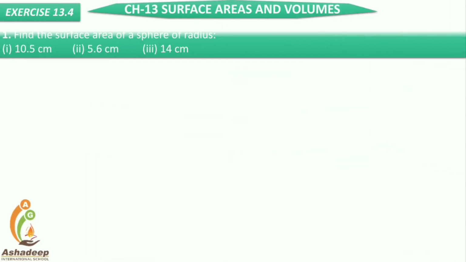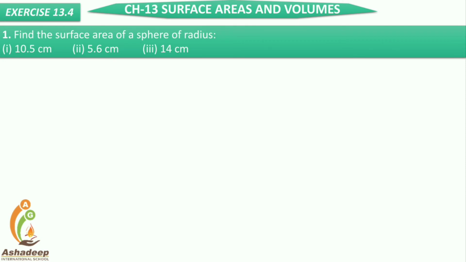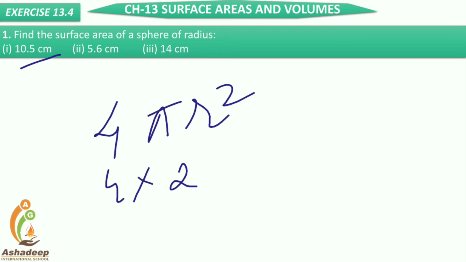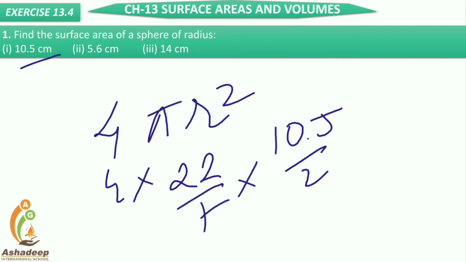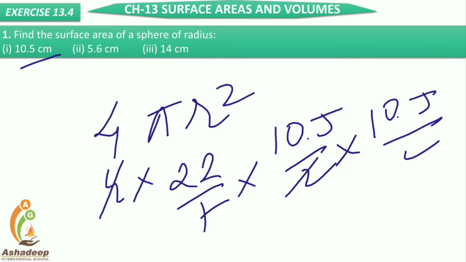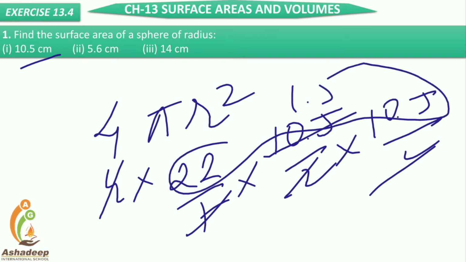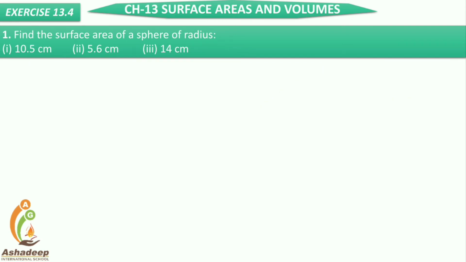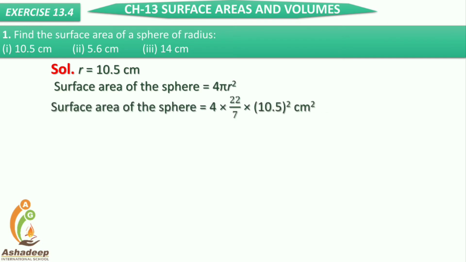So let's move. Simple. Find out the surface area of the sphere with the radius 10.5. So the sphere दिया है तो simple है 4 pi r square. 4 into 22 by 7 into 10.5 divided by 2 into 10.5 divided by 2. This is 4 and 4 cut. This is 1.5. अब इसका multiplication करो, जो भी आएगा वो आंसर. Right? See this one, 10.5 square.